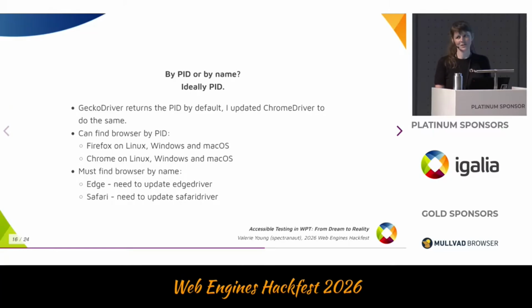Luckily, GeckoDriver, the implementation for Firefox, does just return the PID by default, so I did the same in ChromeDriver. And so it works for Firefox and Chrome on all of the operating systems, but you still have to find the browser by name for Edge and Safari, and this is where I start to ask for help from the crowd. If someone wants a small project this week and has a Windows computer or Mac, and they want to make a patch, maybe we could land that. That would be great.